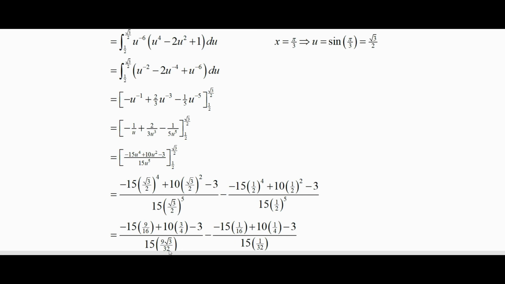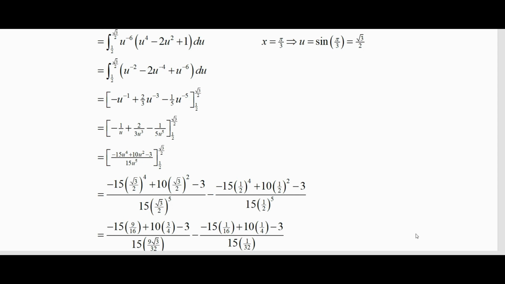2 to the 5th is 32. So you get a 32 there. 4 of these square root of 3's we already said was going to be 9, and then we got one more. So this is 9 square root of 3. Similarly over here, 2 to the 4th is 16, 2 squared is 4, and 2 to the 5th is 32. So we're at that point.